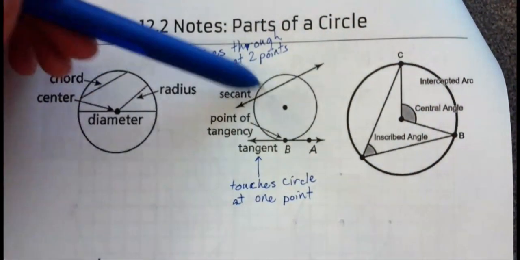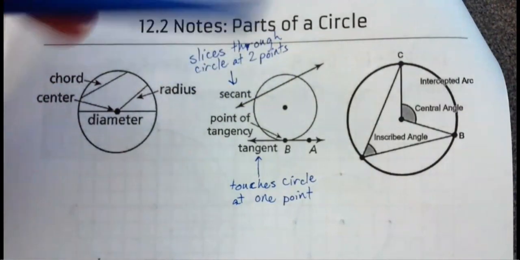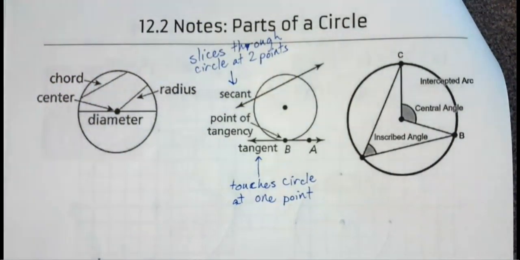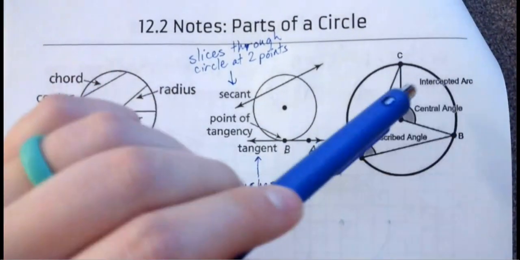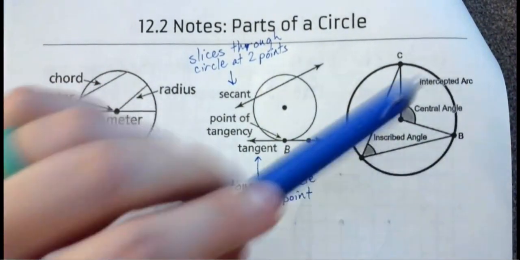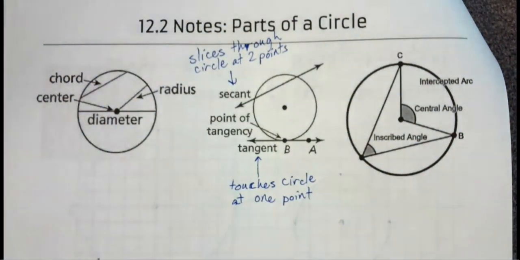but if you notice, a chord and a secant look a lot alike. The only difference is a secant is a line and a chord is a segment, and it ends at the endpoints of the circle. And then we're going to get into arcs and central angles and inscribed angles a lot over this unit. Like all of Wednesday, we're going to talk about central angles and what they do on circles.